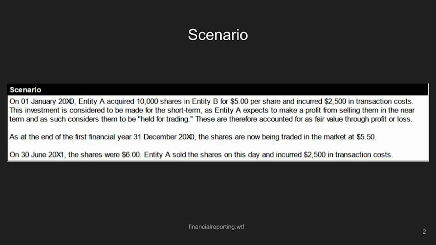At the end of the first financial year, the shares are valued at $5.50. During the following year, the shares reached $6 per share. At this point, Entity A sold the shares, incurring $2,500 in transaction fees to do so.